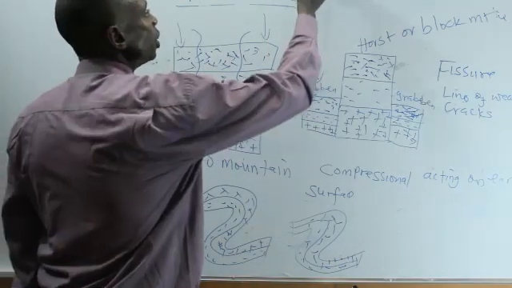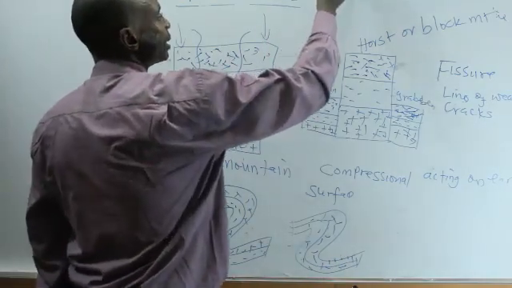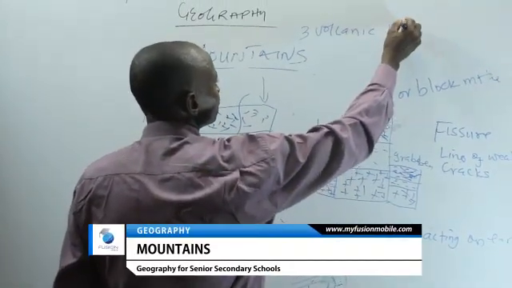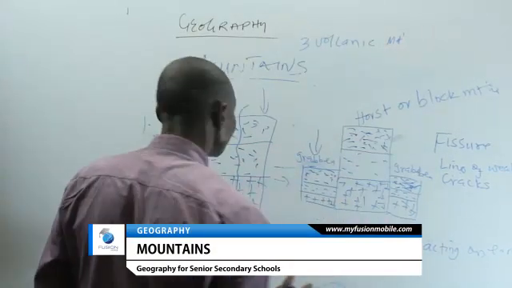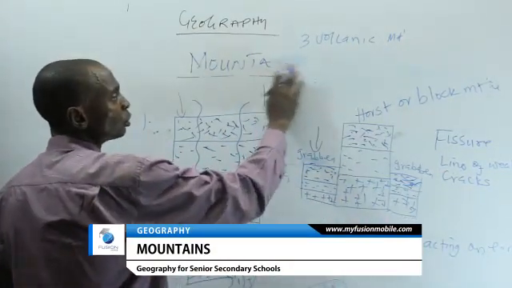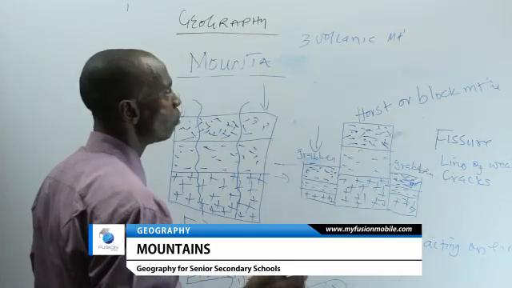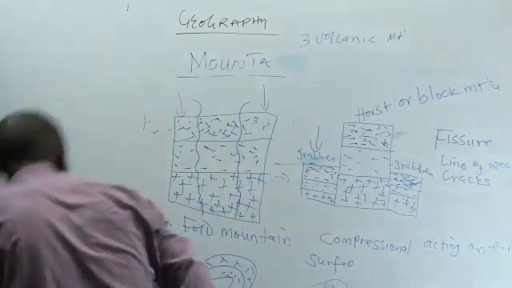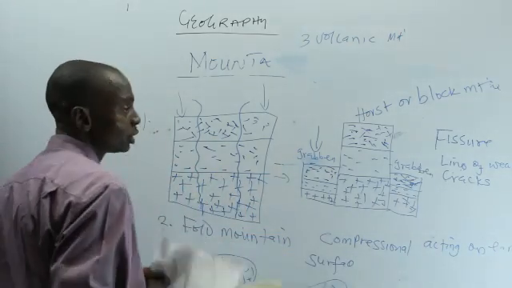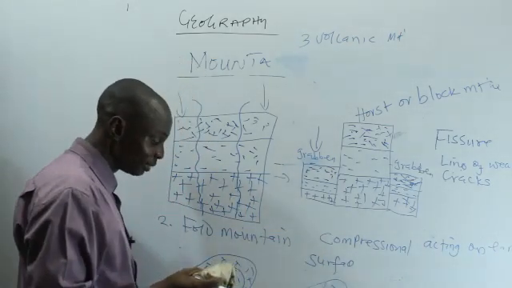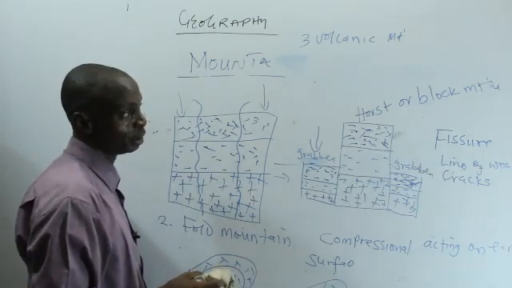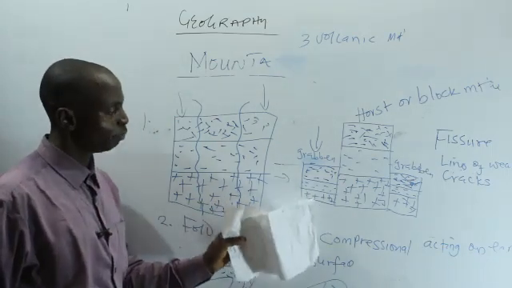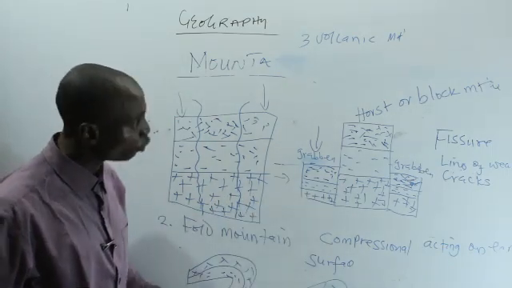Then number 3, we have volcanic mounting. This one is the same thing as the formation of igneous rock. Let me represent it, because in mountains, whenever you are discussing them, you have to represent them by diagrams. Can you see my own? This is block mounting. This is fold mounting.